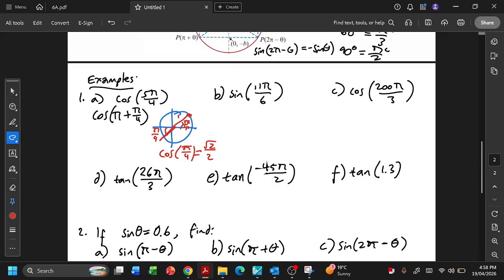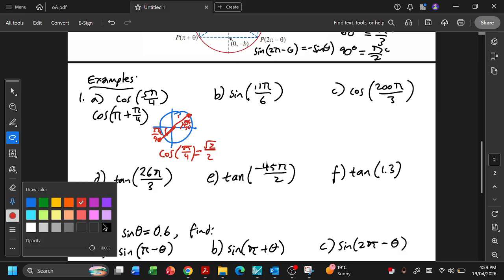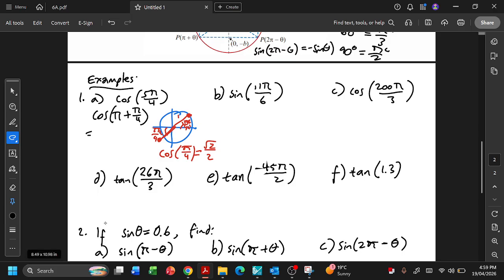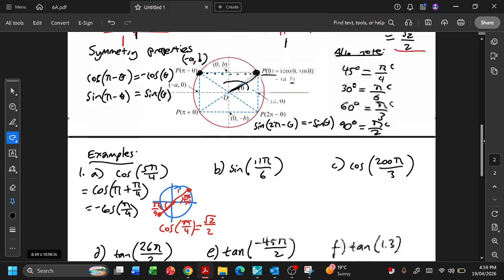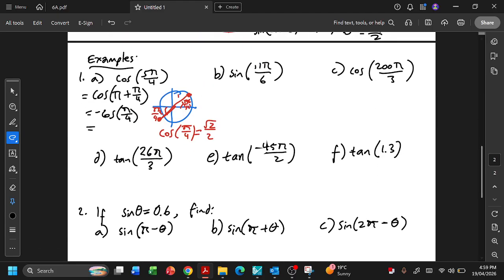Now let's think about that point there. That point is the negative of this point over here. So again, we're looking at cos, which is the x-coordinate of this point here. The x-coordinate of the point in the first quadrant is the negative of the x-coordinate of the point in the second quadrant, because it's on the other side of the y-axis. So therefore we can see that this point here is equal to negative cos of pi on 4. That's one of these symmetry properties. And therefore that is equal to negative root 2 on 2. So that should be the answer for this first one.